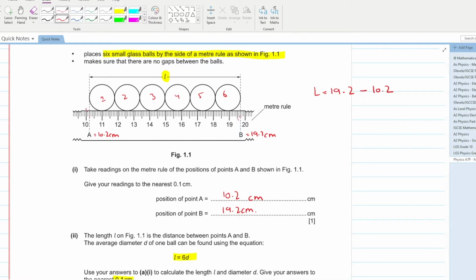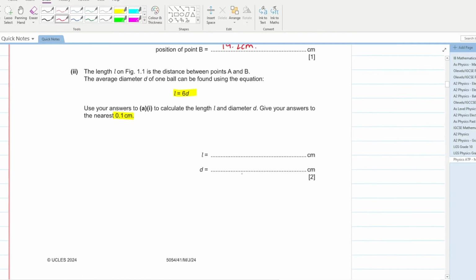This is 19.7, sorry. This is 19.7 minus 10.2. Let me put this in the calculator. 19.7 minus 10.2 gives you an answer of 9.5. So your length is 9.5 centimeters. Let's write it here. Your length is 9.5. Let's calculate D as well.